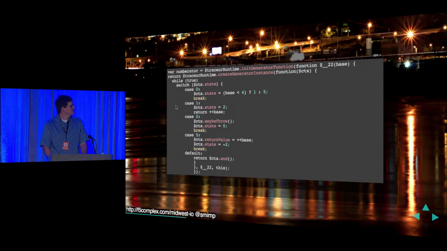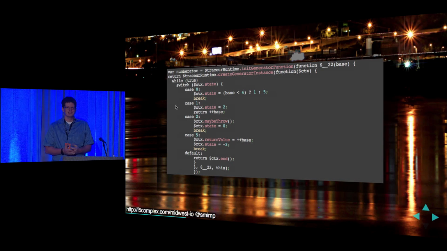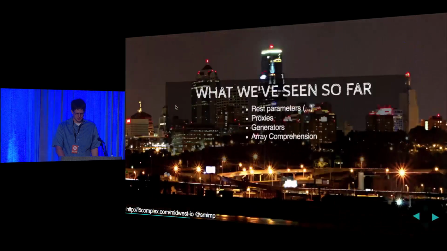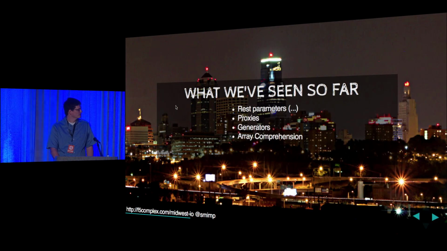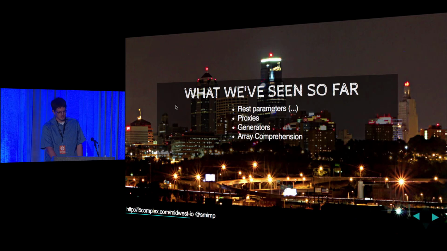So anything that you do as a generator really gets broken out into case statements, and it's really not fun to look at, but if you spend a lot of time, you could actually figure it out. It's not really something you have to worry about. And what you see here is there is a Traceur runtime, so anytime you do any Traceur code, you have to include that runtime. It's a lot of the commonly used functions that the Traceur code generates. It's kind of like a library. And so we've already looked at rest parameters, proxies, generators, and array comprehension.